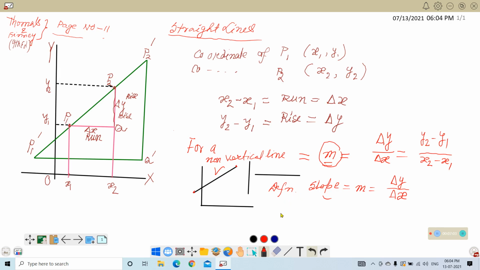Now for a vertical line, suppose this is the vertical line, delta x is equal to 0. And for a horizontal line, delta y is equal to 0. So for a non-vertical line, m is equal to delta y by delta x. For a vertical line and a horizontal line, one will be infinity and the other will be 0.